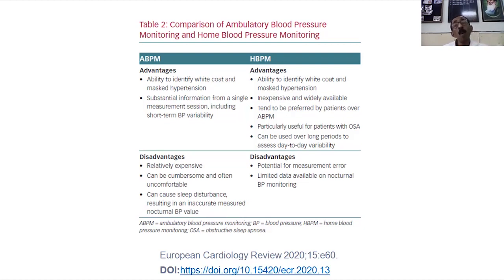Now let's come to home BP monitoring. The advantage of home BP monitoring over ambulatory is, number one, you need not go to the physician's clinic. You need not visit the clinic. You can do it on your own. Number two, you don't have to spend anything. It is inexpensive. And third, home BP monitoring can be used over long periods to assess day-to-day variability, right? So you can do it on your own as per your convenience. So this is the advantage of each of these two methods.